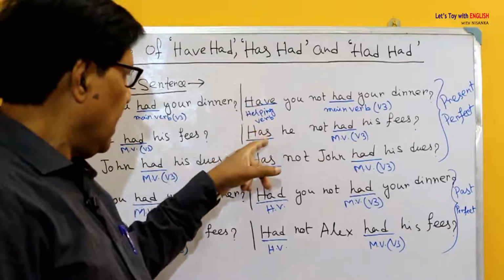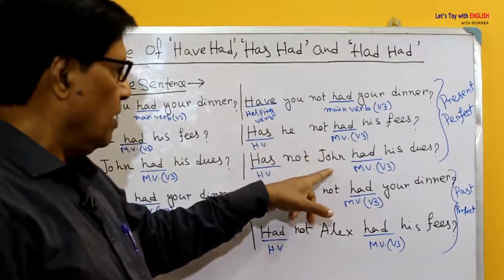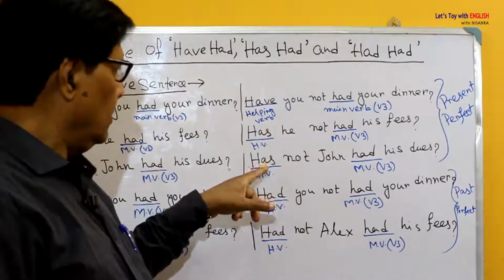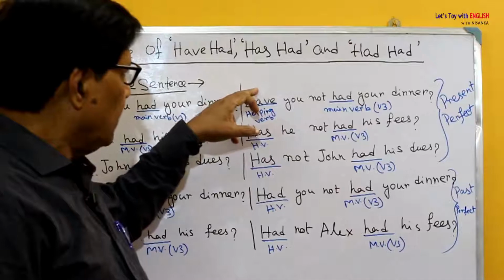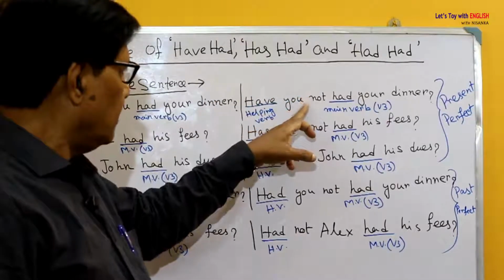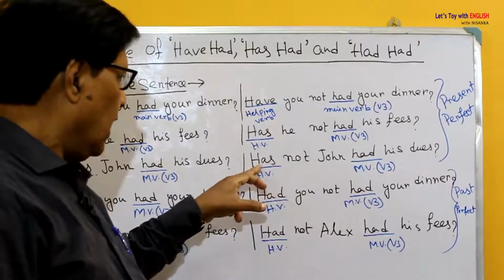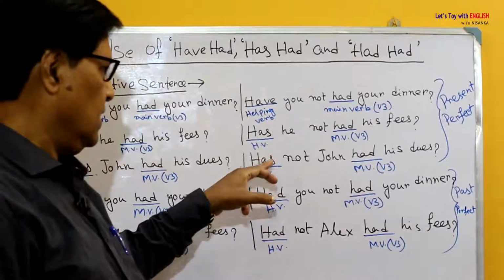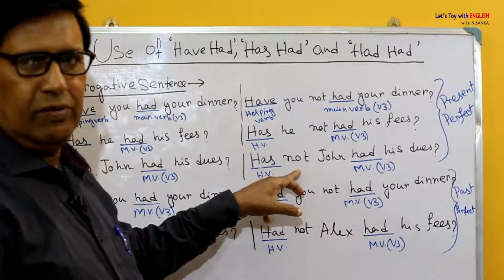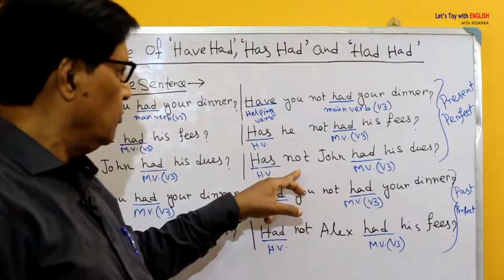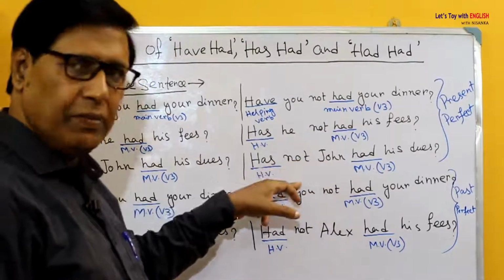Here have, has, according to the number and person of the subject. There is no doubt about it. But here you see, after this have, has, the subject has been placed. But in this case, after has and the subject John, not has been placed. You may ask me, why sir? Here not is after the subject, but here not is before the subject.